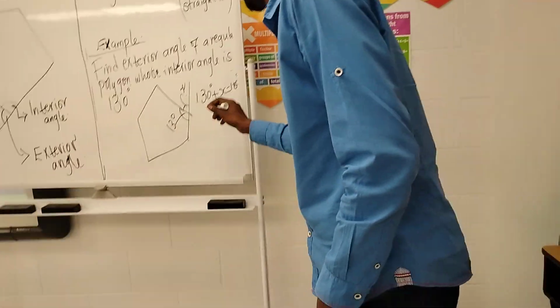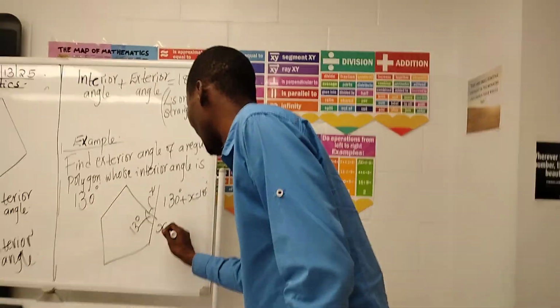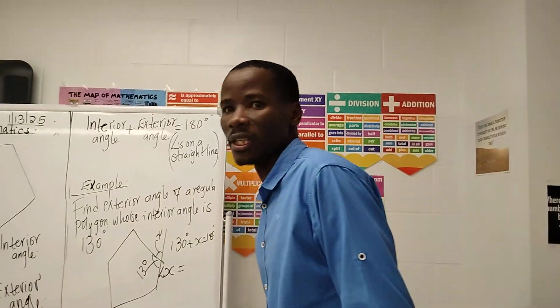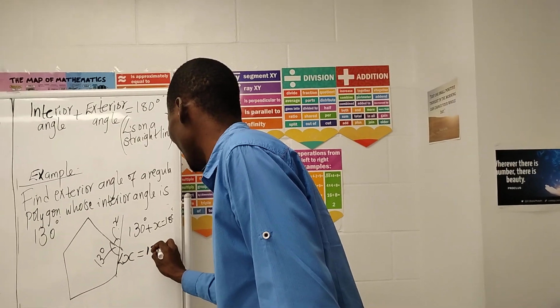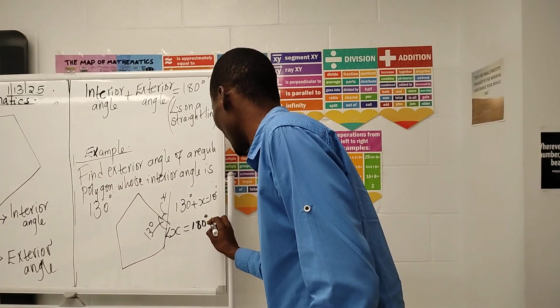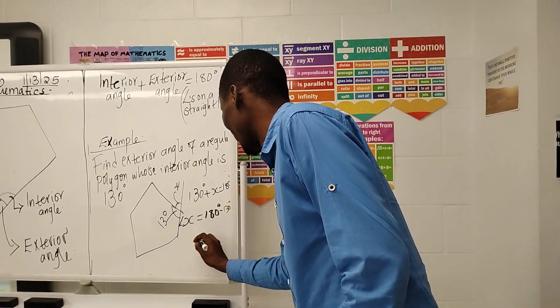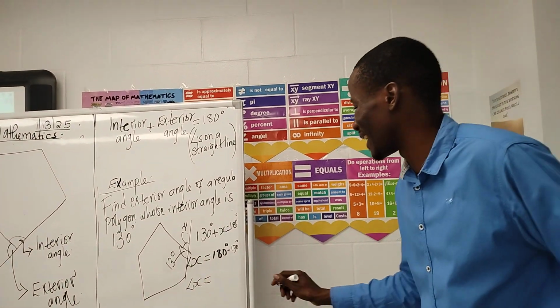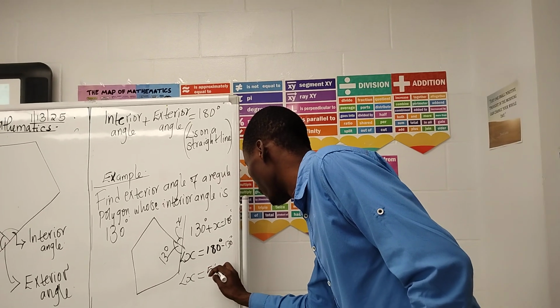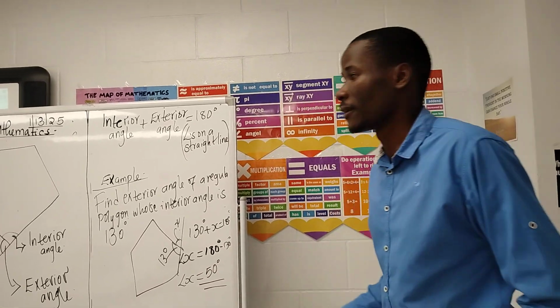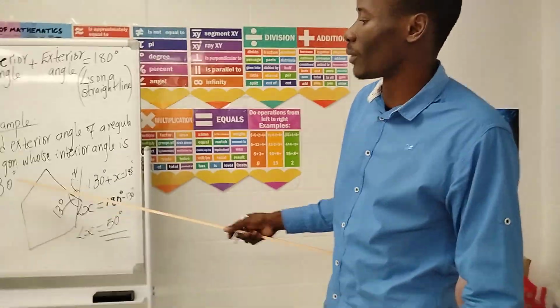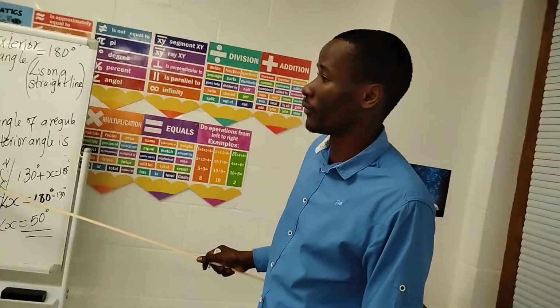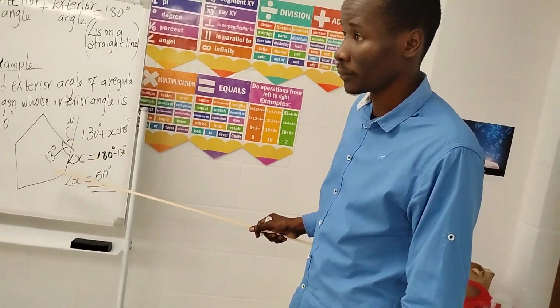That is the first method. Then we say angle x is equal to 180 degrees take away 130. What is angle x, class? 180 take away 130 is what? 50 degrees. So that is the angle that you're talking about. That is one way of finding the exterior angle of a regular polygon.